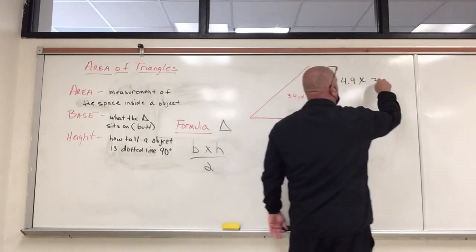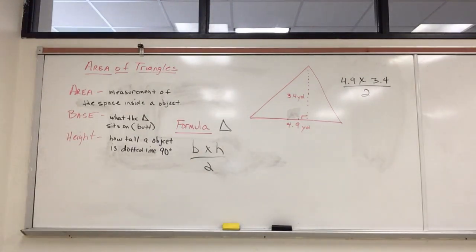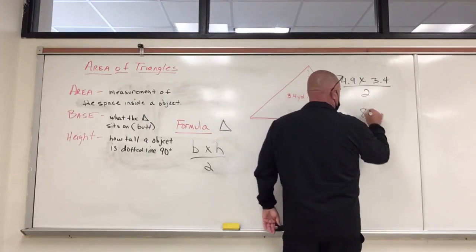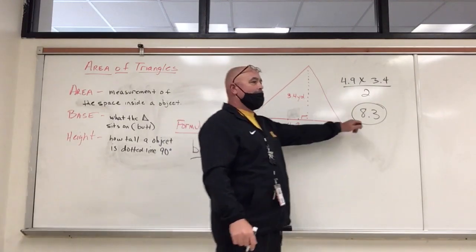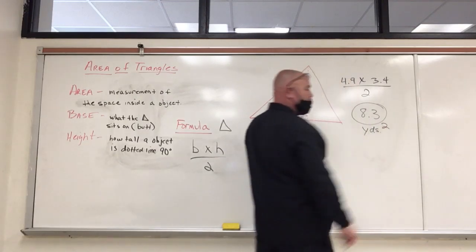Times height, 3.4, and we're going to divide that by 2. Everybody take your handy dandy calculator. Here's what I want you to do. 4.9 times 3.4 divided by 2. Take 4.9 times 3.4 divided by 2. 8.3. The area of that triangle is 8.3 yards squared.